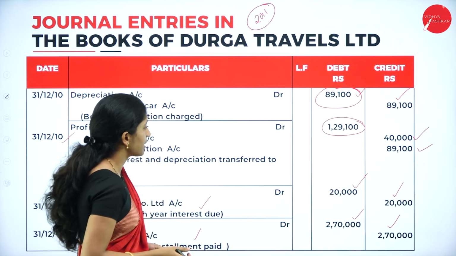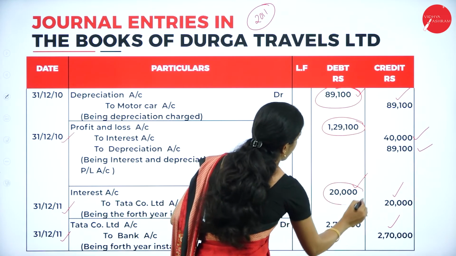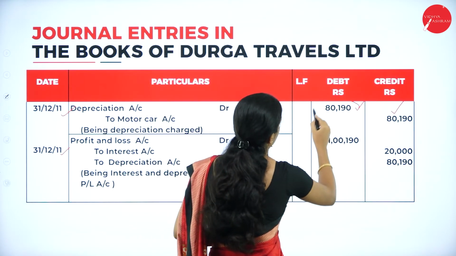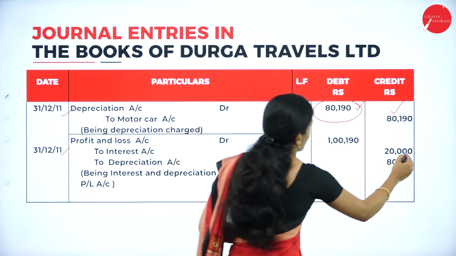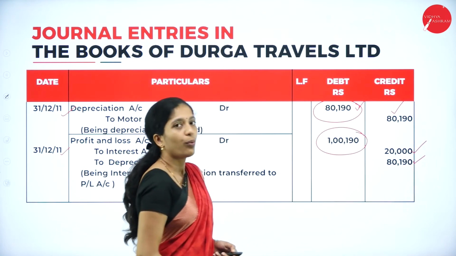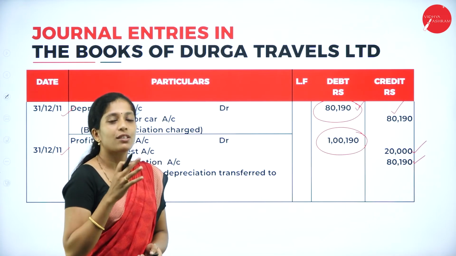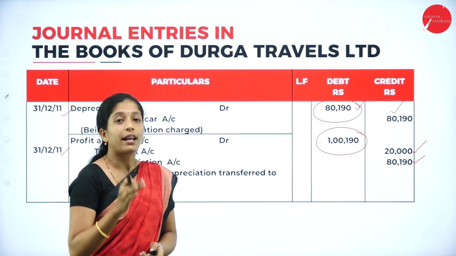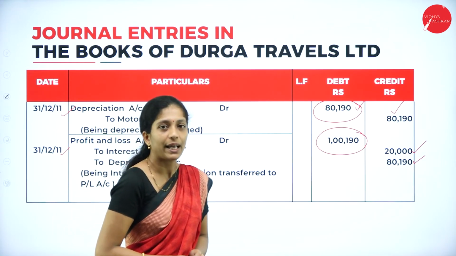So what was the interest in the 4th year? That is 20,000 plus what was the depreciation? 80,190. So 20,000 and 80,190. So total you will get 1,00,190. So this is how you are going to record journal entries in the books of hire purchaser.